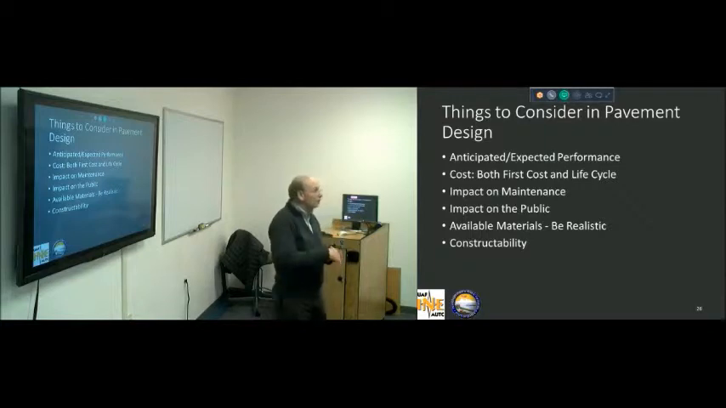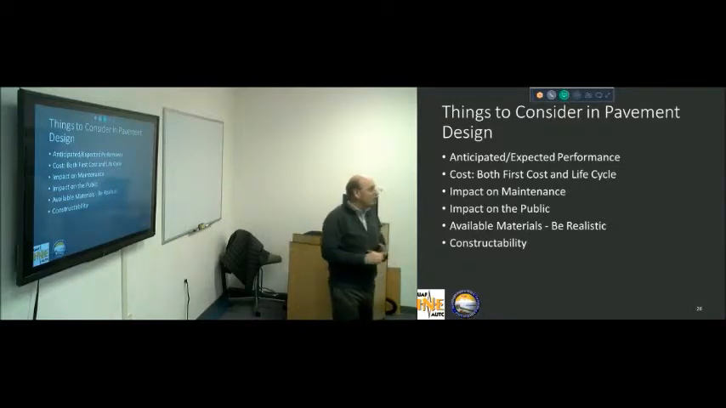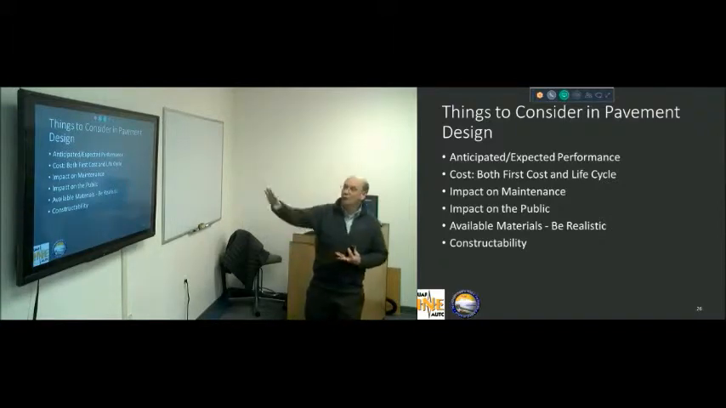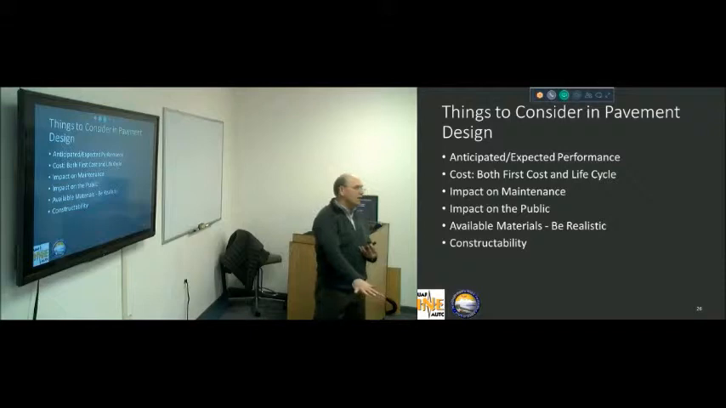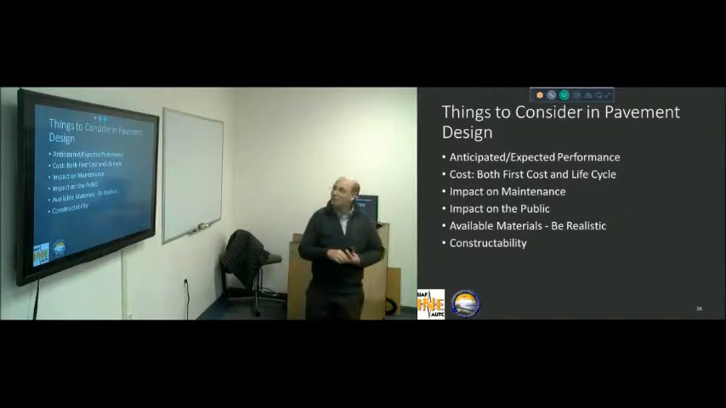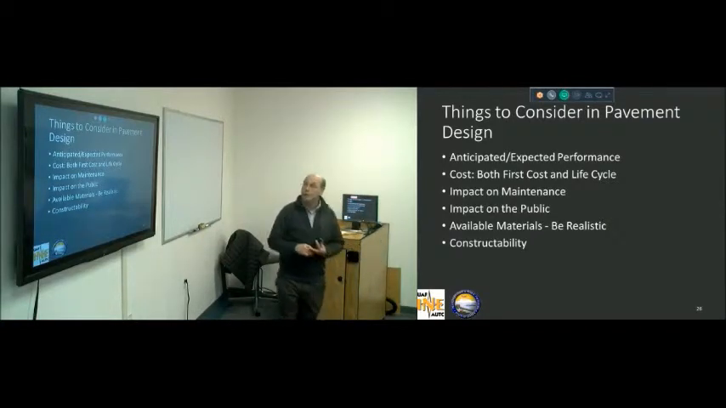We need to understand the first cost and life cycle cost, because the life cycle cost may lead you in one direction and the first cost will lead you in another direction. And for first cost, we're going to try to keep the minimum cost, but it might not work out very well for us, and we may be rehabilitating that in 5 to 6 years, when just for a little bit more money we could get 20 years out of that pavement. Impact on maintenance.